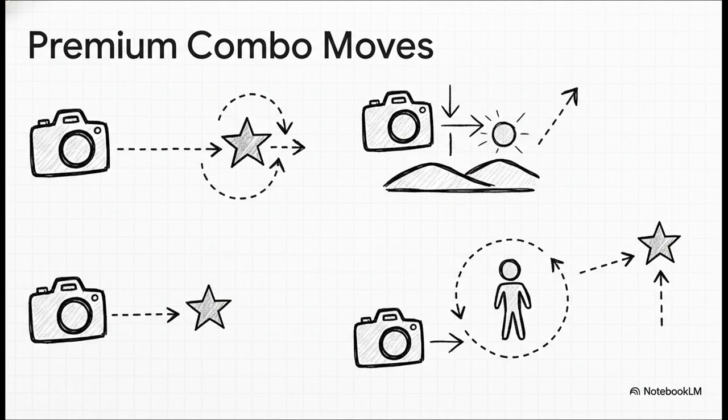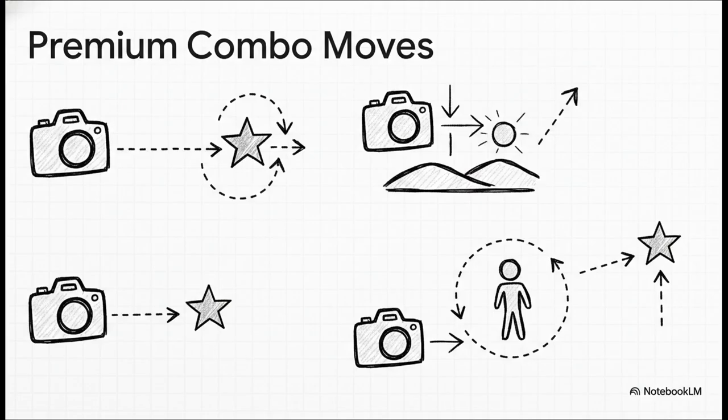This combo creates this huge sense of anticipation and then a powerful introduction. It's perfect for revealing a new character or some incredible location. Or how about the freedom-wide reveal? You combine a pull-out with a pedestal up and a tilt down. That sequence just creates this expansive, breathtaking feeling of scale. It's awesome for epic landscapes.